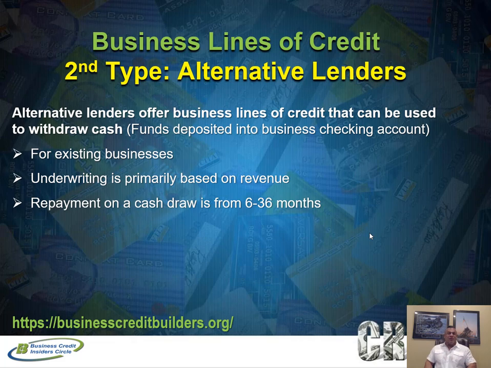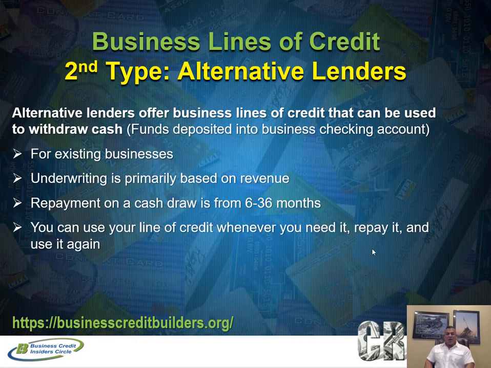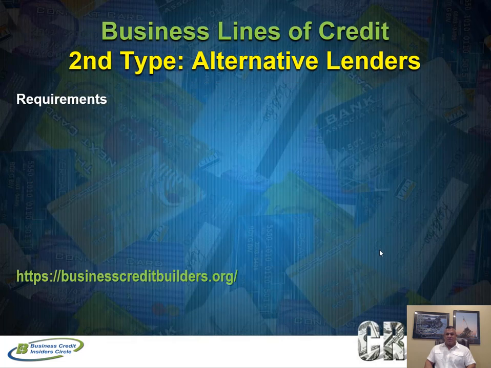With this, when you pull money off your line of credit with an alternative lender, some give you as long as 36 months to pay back, while some go as short as 6 months. Okay? You can use your line of credit whenever you need it, repay it, and use it over and over again. Okay? No restrictions on how to use your funds. That's another benefit of alternative lenders.